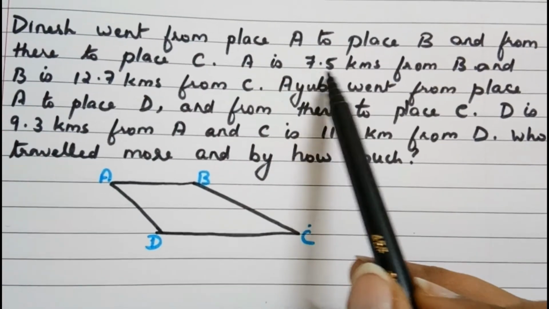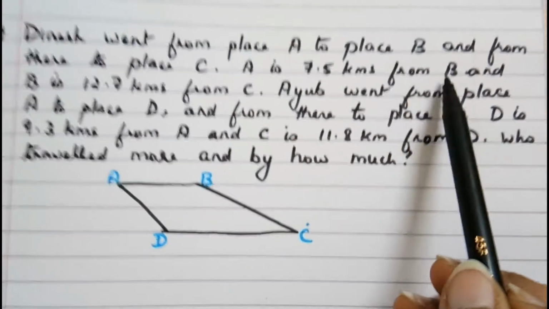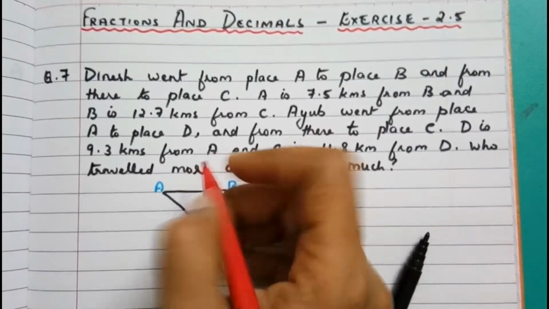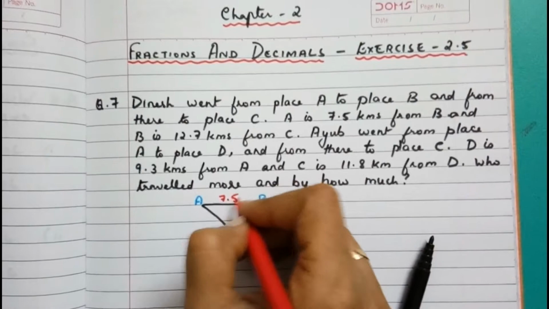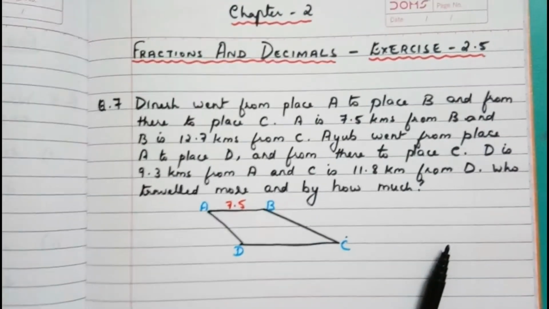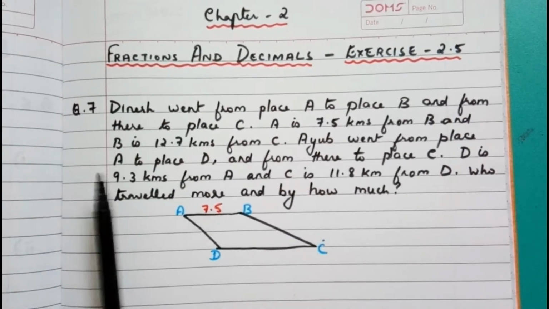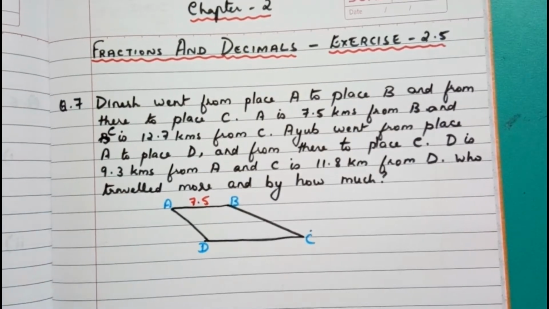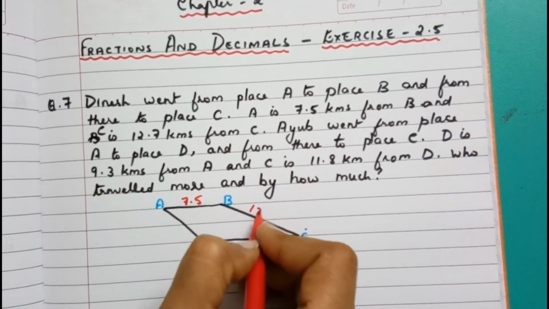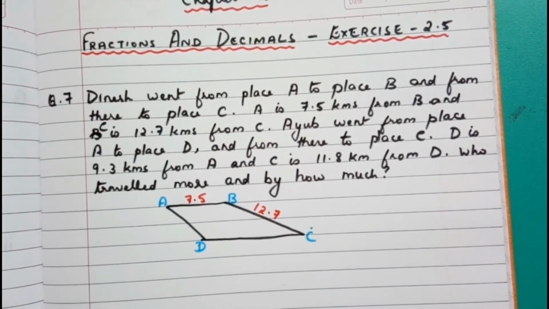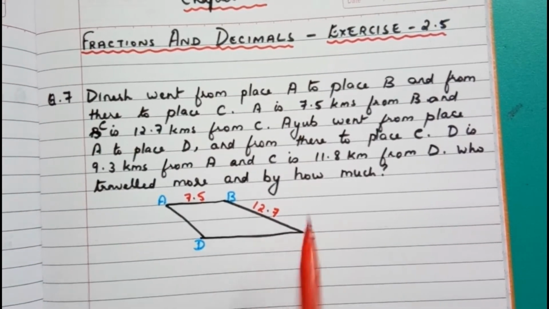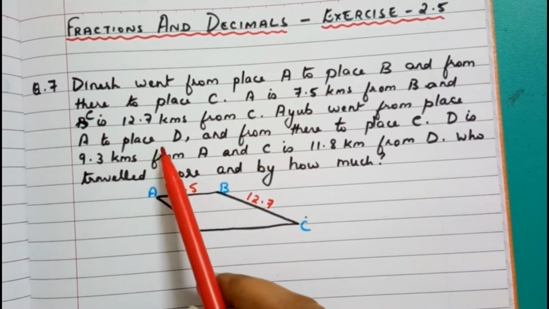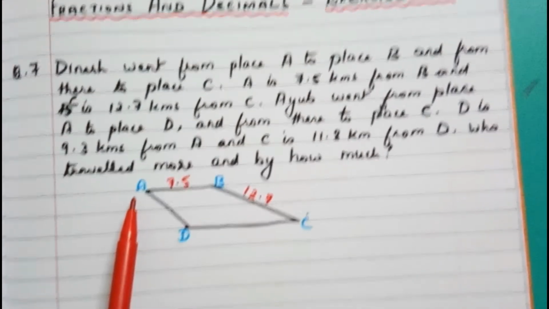A is 7.5 kilometers from B. So the distance here between A and B is 7.5 kilometers. Okay, and from B to C, sorry, this is not B again, this is C, and from B to C it is 12.7 kilometers.